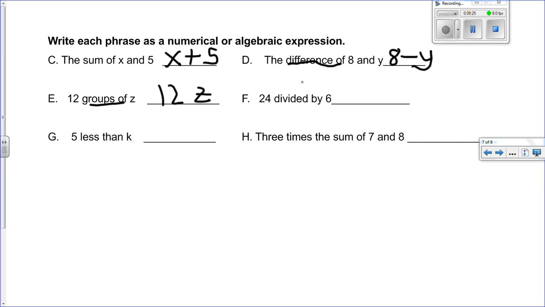And F, 24 divided by 6. It'll be 24 divided by 6. 5 less than k, so k minus 5. Remember, 5 less than k implies that k is larger than 5. We're taking 5 away from k. 3 times the sum of 7 and 8. So it'd be 3, and you're going to need parentheses, times the sum, so 7 plus 8.